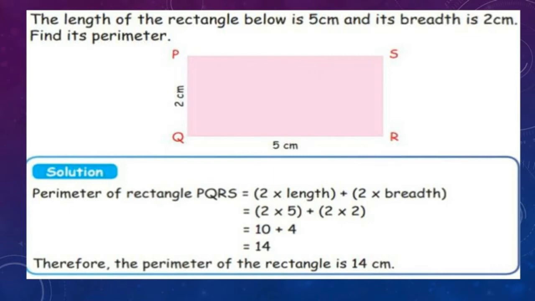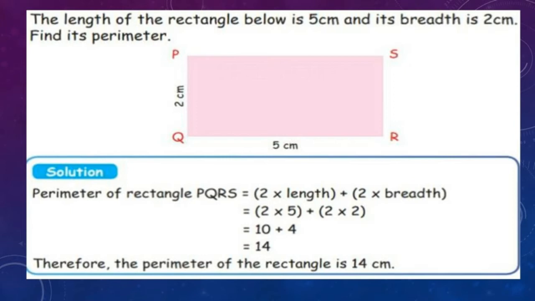The next one, we are going to see a sum on the perimeter of a rectangle. The question is, the length of the rectangle is 5 centimeters and the breadth is 2 centimeters. Find its perimeter. Again, I'll repeat the question: the length of the rectangle is 5 centimeters and the breadth is 2 centimeters.